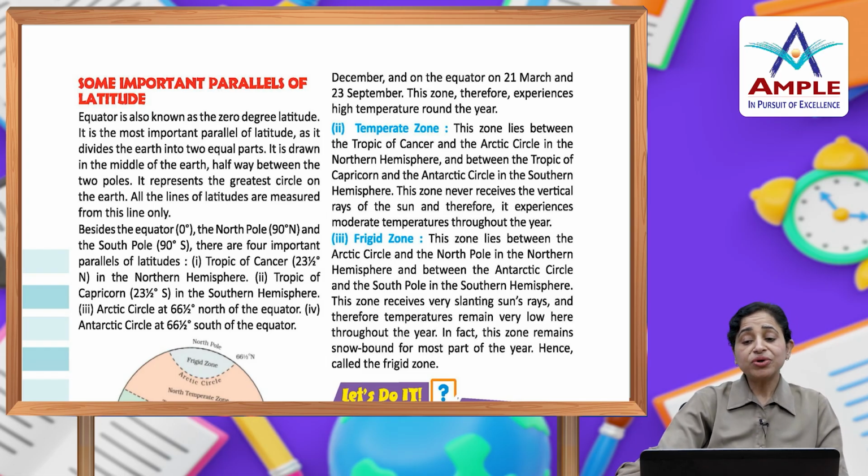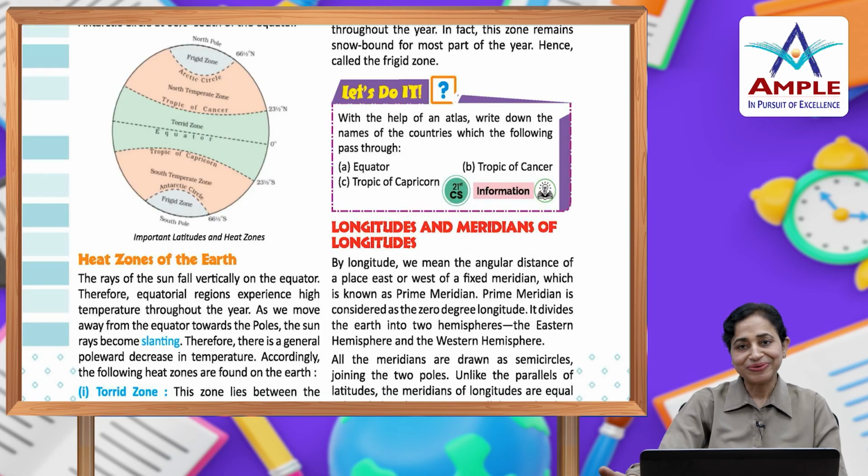Frigid zone. This zone lies between the Arctic Circle and the North Pole in the northern hemisphere, and between the Antarctic Circle and the South Pole in the southern hemisphere. This zone receives very slanting sun rays, and therefore temperatures remain very low here throughout the year. In fact, this zone remains snow bound for most part of the year, hence called the frigid zone.